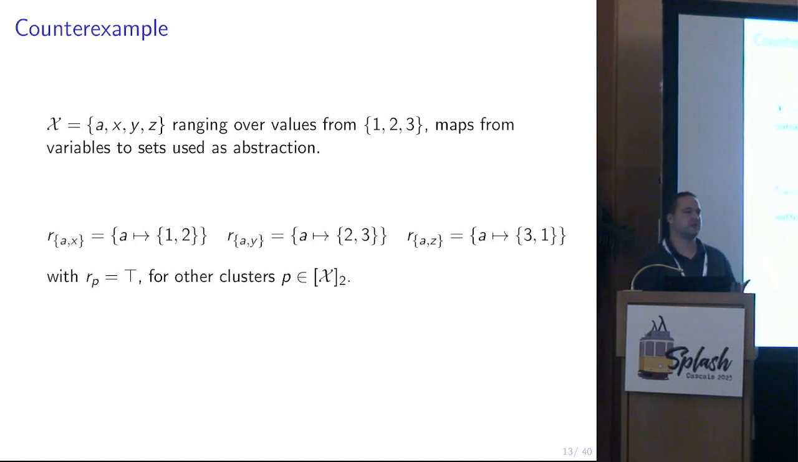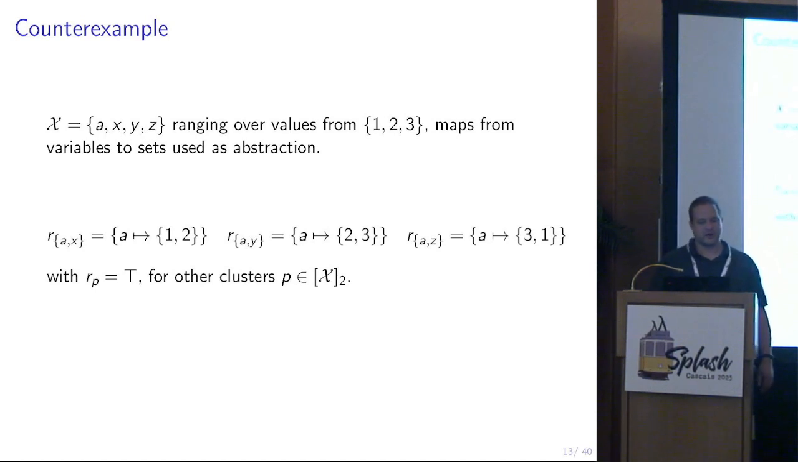So for example, one could imagine an abstract value given by these clusters. So in the AX cluster, we know that A is in the set 1, 2. In the AY cluster, we know that A is in the set 2, 3. And in the AZ cluster, we initially know that it's in the set 3, 1. And all of the other clusters initially are top.